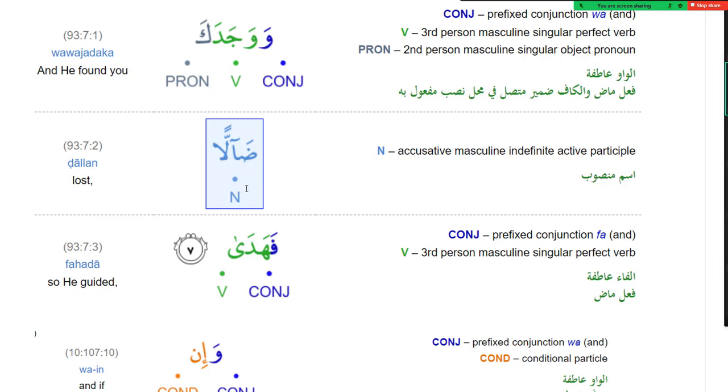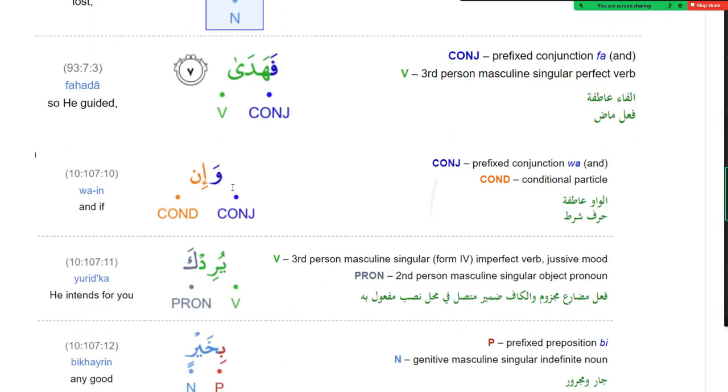And this is dalan. Why is it mansub? MashaAllah. Very good. So the word, and he found who? He found you. So this is the maf'ul bihi to the verb wajadaka, he found you lost. So that's why it's mansub, dallan.